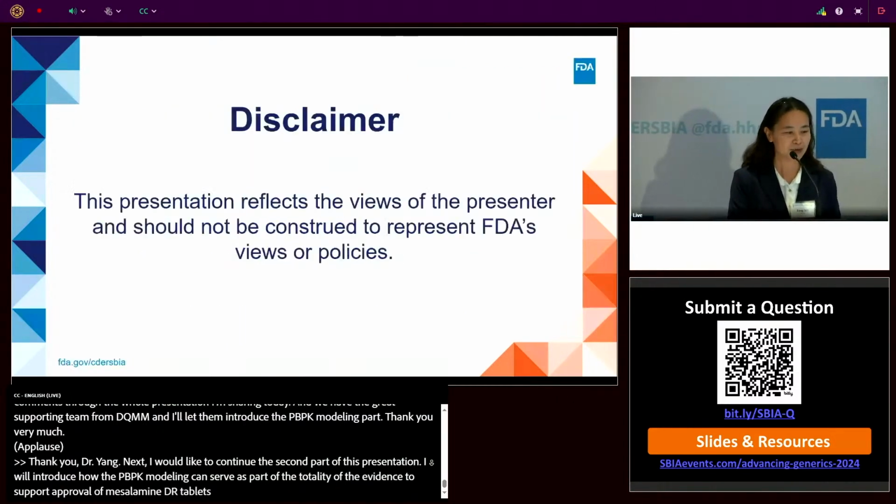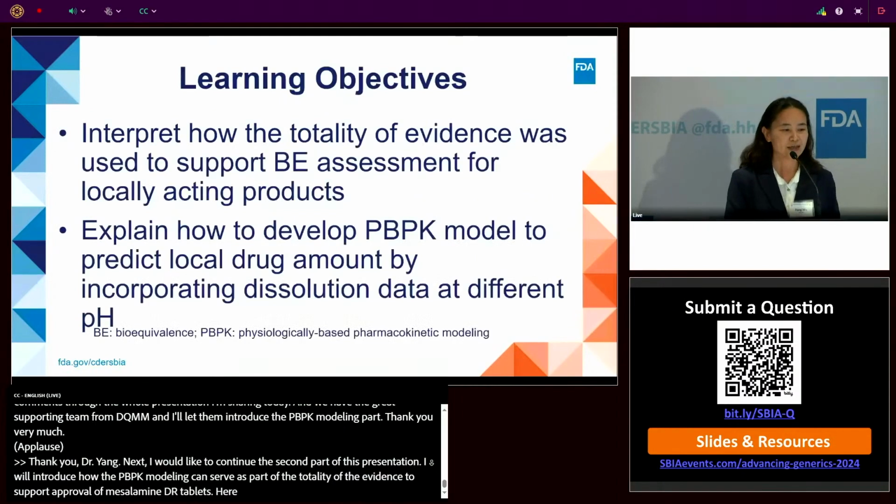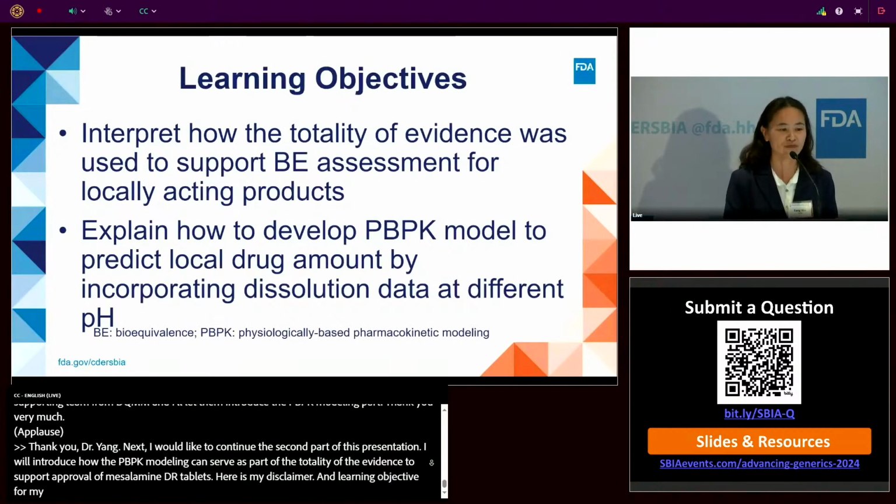Here is my disclaimer and learning objective. For my part, I will mainly explain how to develop a PBPK model to predict a local drug amount by incorporating dissolution data at different pH. First, we also want to identify which dissolution is biopredictive.